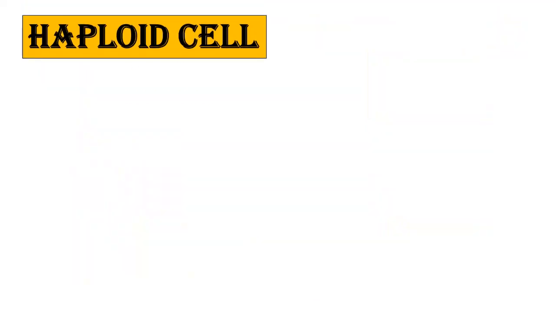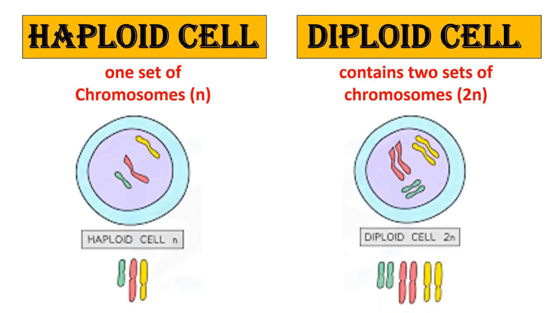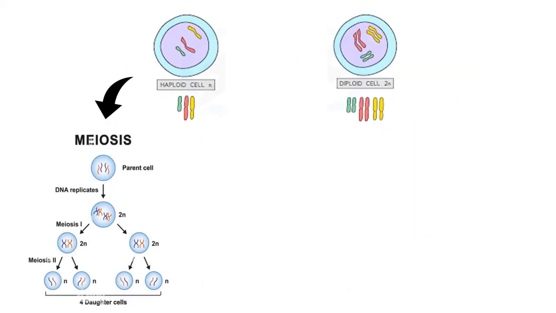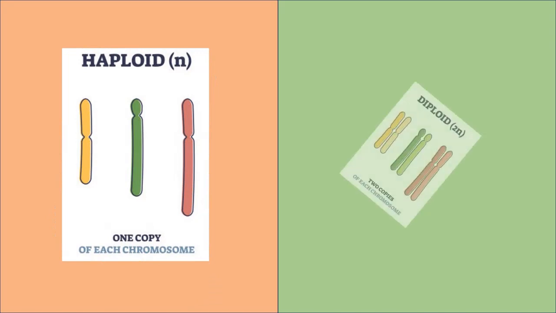Underline: haploid cells contain only one set of chromosomes, that is N, whereas diploid, as the name indicates, contains two sets of chromosomes, meaning 2N. Haploid cells are formed by the process of meiosis and diploid cells undergo mitosis. Haploid cells have half the number of chromosomes as diploid cells, which have two sets of chromosomes.